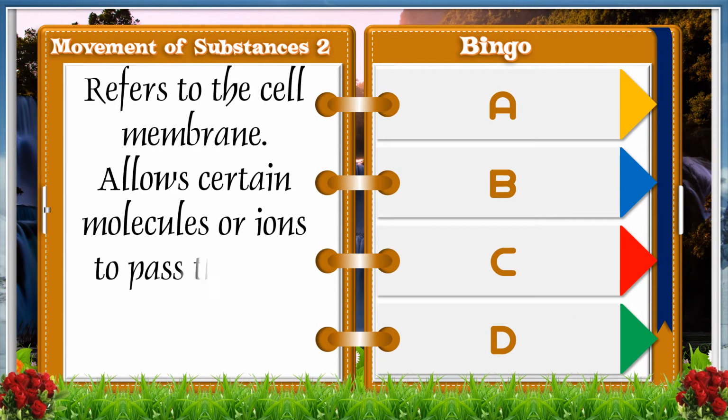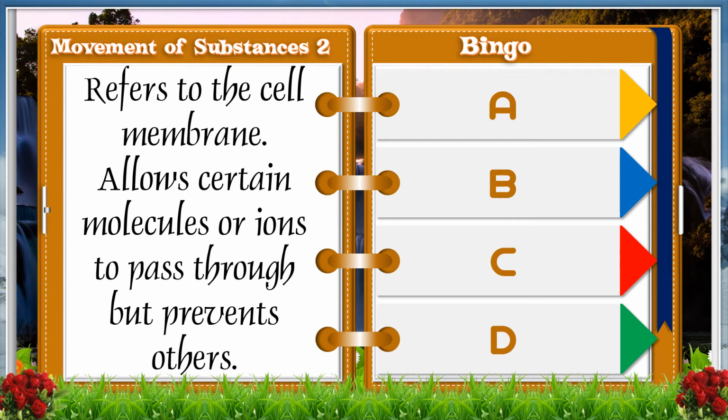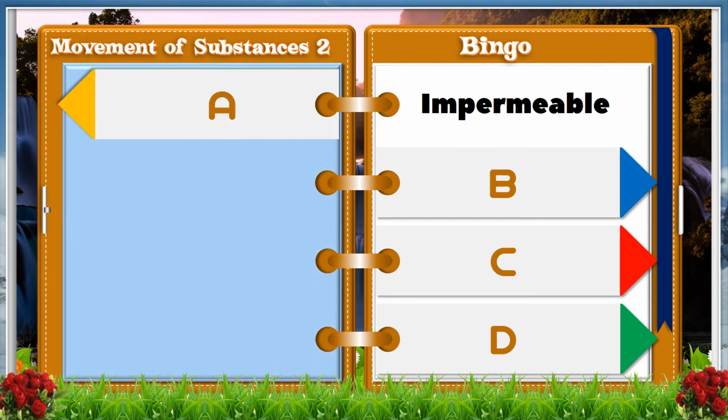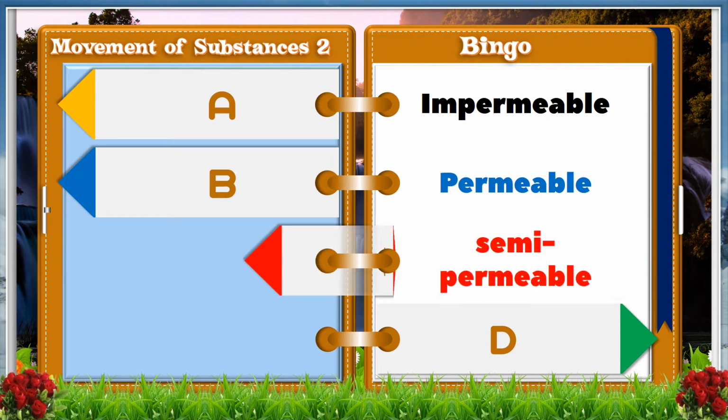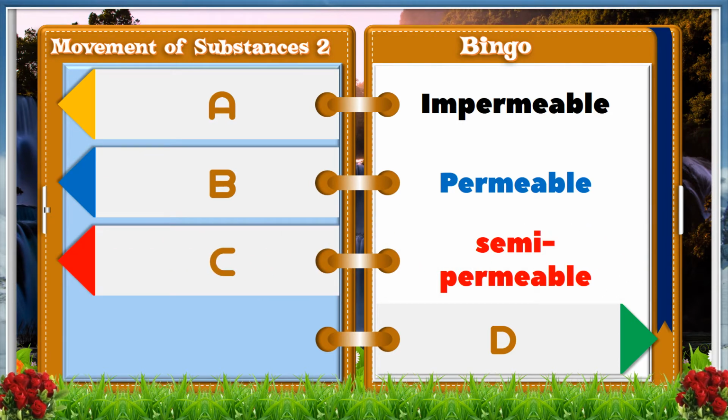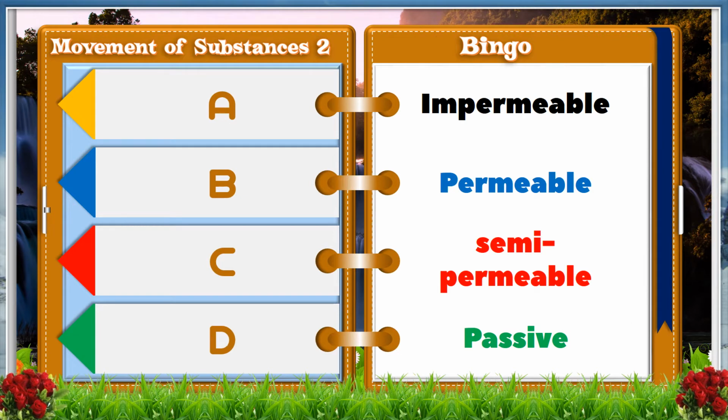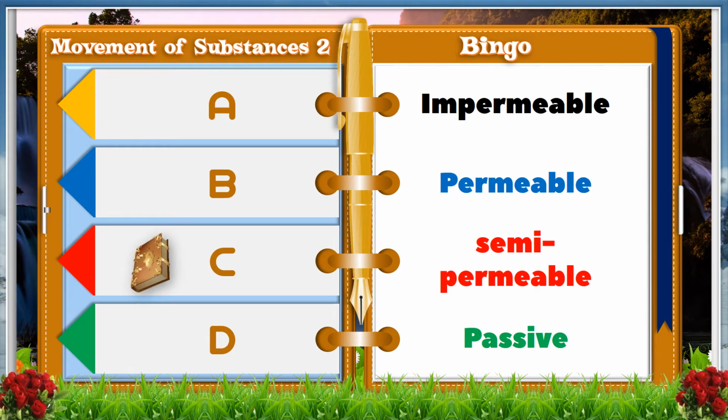Refers to the cell membrane, allows certain molecules or ions to pass through but prevents others. A. Impermeable. B. Permeable. C. Semi-permeable. D. Passive. And the answer is C. Semi-permeable.